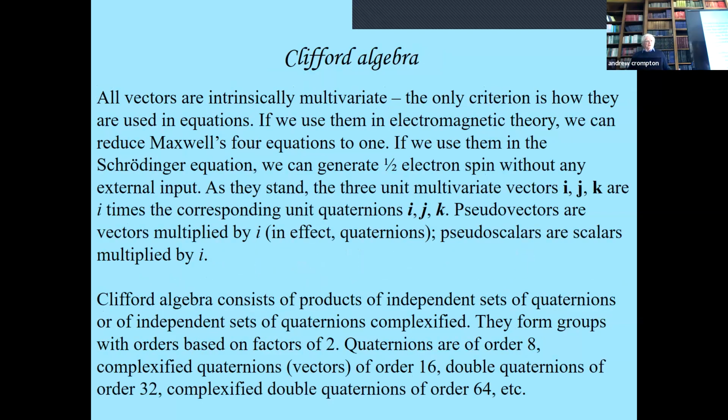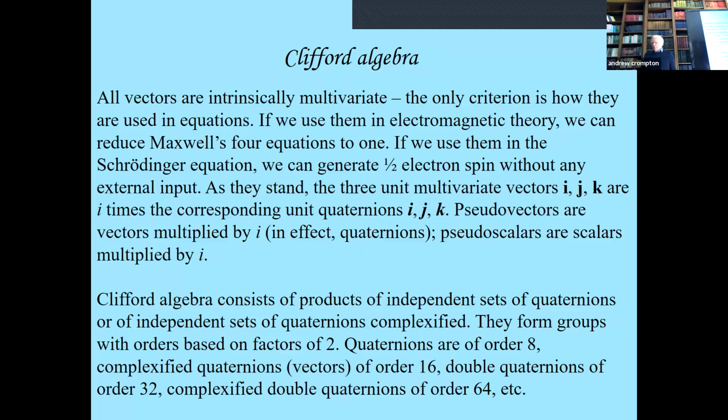But in fact, all vectors are multivariate vectors. It's just that we didn't realize it before. It's only how we use them. And if we use them in electromagnetic theory, we can make Maxwell's equations one equation. And if we use them in the Schrödinger equation, we can generate half spin without having an external input, which we can't normally do. So these have got some extra value and meaning.